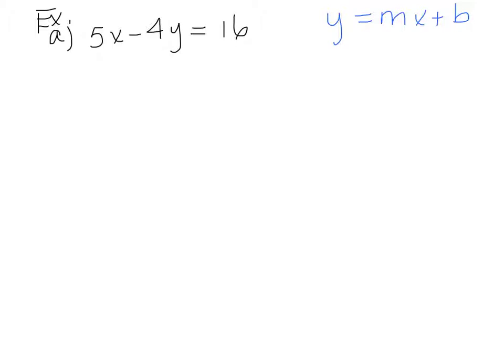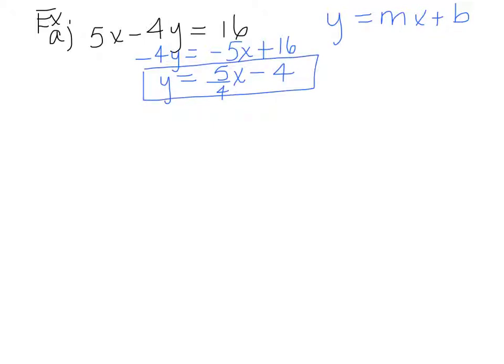So I'm going to subtract the 5x. And I always put the x term in front so it can be in slope-intercept form. And I'm going to divide everything by -4. So this negative and a negative make a positive. And then 16 divided by -4 is -4. And there's your slope-intercept form. That way you can identify here that m would be 5/4 and b would be -4.